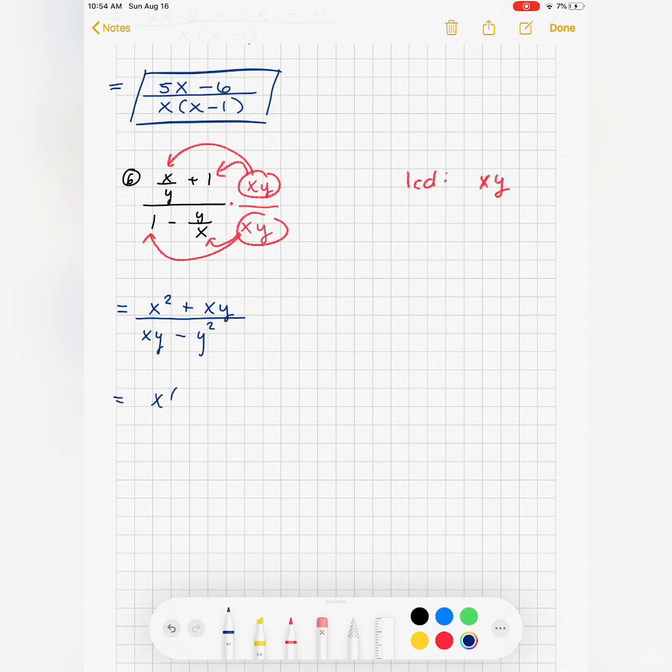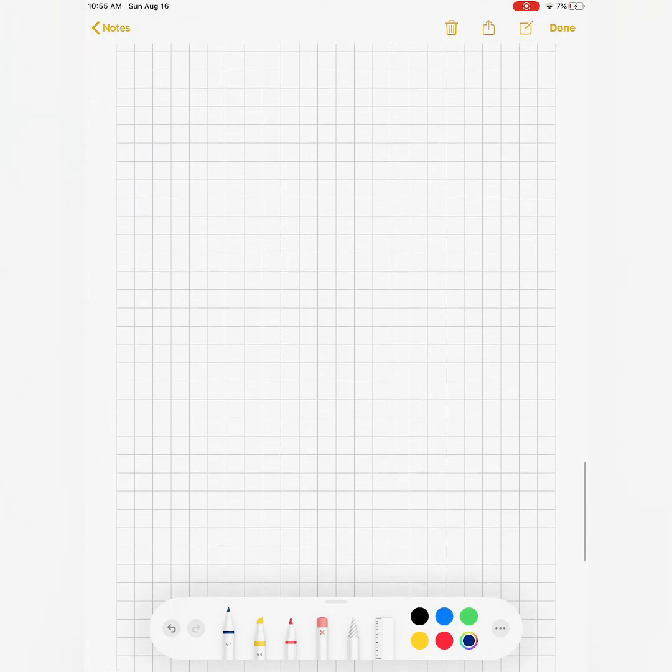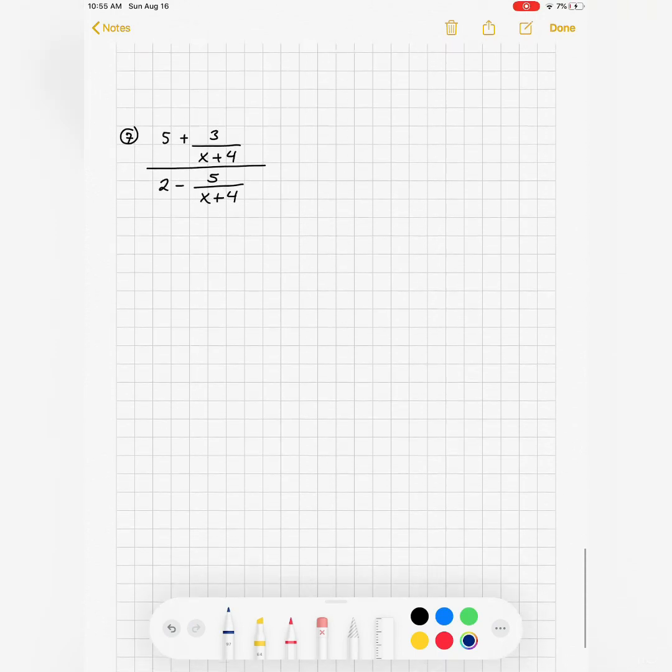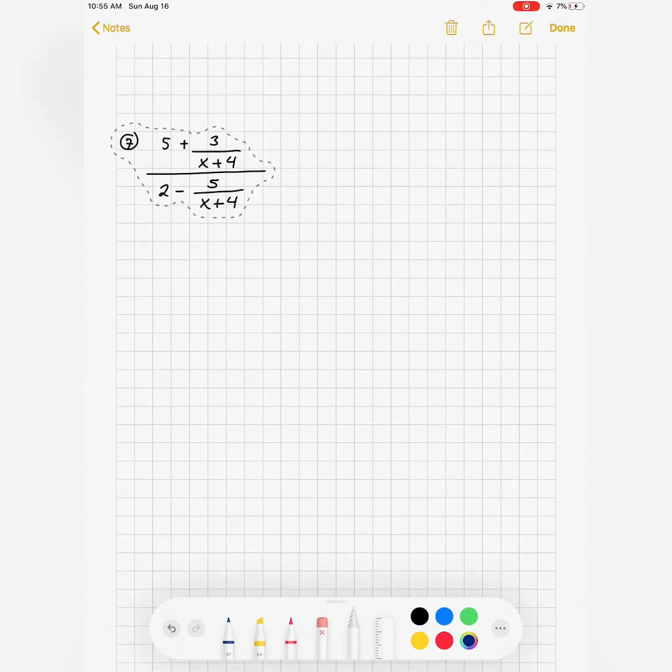What is the GCF, the greatest common factor in the numerator? I can take out an x, right? And in the denominator, I can take out a y. Just to see if anything's going to cancel, but I don't think so. Look like that. And I think that's the last one.